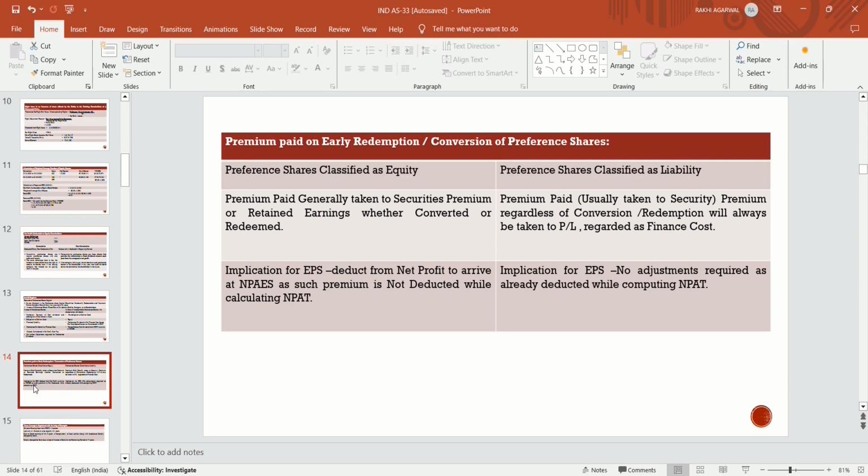If the preference shares are considered as equity and any premium is paid, it will be taken to securities premium or retained earnings, whether the preference shares are converted or redeemed. What is the implication? Because it is not deducted from the net profit to arrive at net profit after tax, it is further deducted from net profit to arrive at net profit attributable to equity shareholders. As such, premium is not deducted while calculating the net profit after tax.